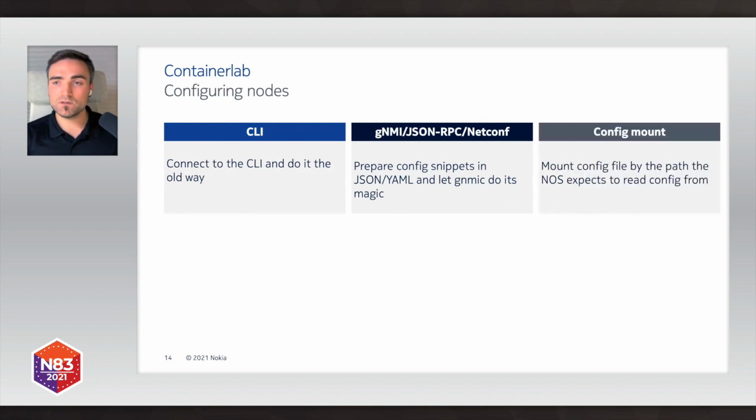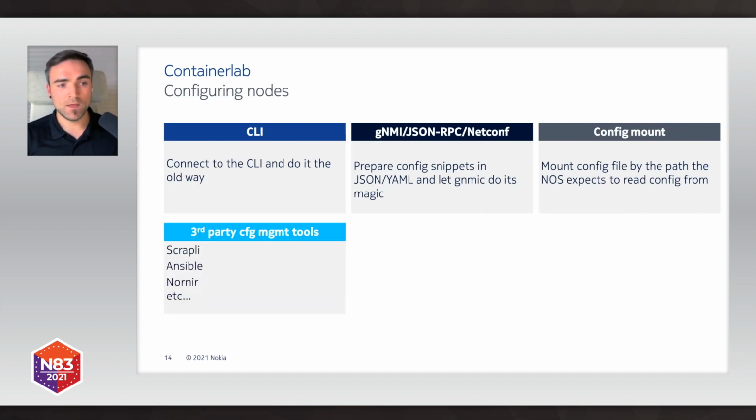You can also use the configuration mounts. Because you work with containers, you can mount or bind mount the file from your local system towards the container process, and you will be able to access these files and make them work as the startup configuration, for example. You can, of course, use some configuration management tools such as Scrapli, Ansible, Nornir, or your custom Python scripts, because you have network access to the nodes right out of the box when you deploy the lab.